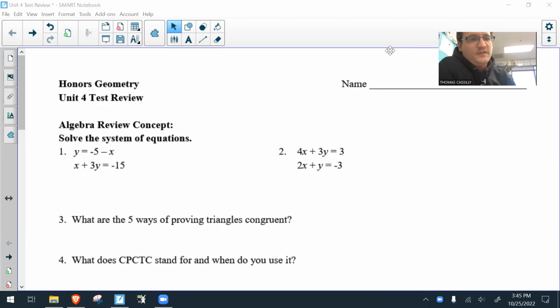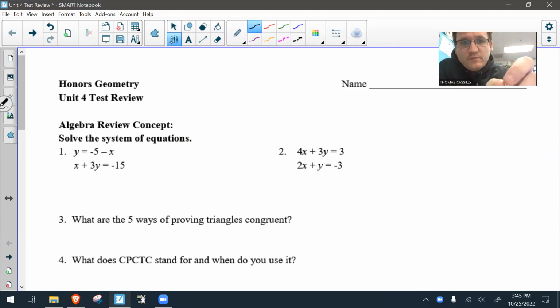Unit 4 test review. These first two are going to be systems of equations. Now, keep in mind there's two ways of solving a system. Well, there's three, but we're going to do two. You get substitution and you have elimination. This one is more geared towards substitution. So I'm going to go ahead and do substitution.